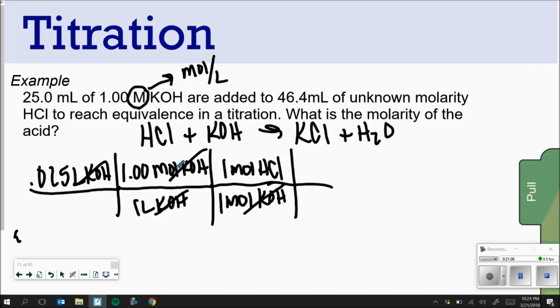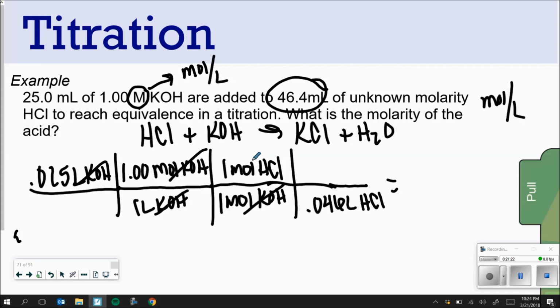Now that I'm at moles of HCl, I'm trying to find the molarity of my acid, which remember is also moles per liter. I have moles, so I'm just going to divide by liters by including it here at the end of my dimensional analysis. So 46.4 milliliters is 0.0464 liters of HCl, and that's going to be moles per liter. I'm all set, so I'm going to solve that out, and you should get 0.539 molar of HCl. There should be 3 significant figures, and there are, and we're all set.